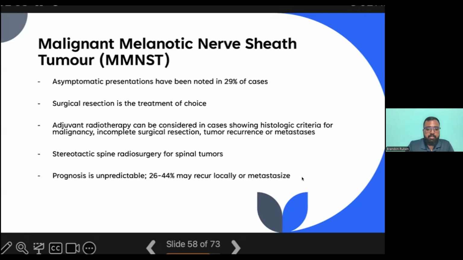Asymptomatic presentations have been noted in 29% of cases, with surgical resection the treatment of choice. Adjuvant radiotherapy can be considered in cases showing histological criteria for malignancy, incomplete surgical resection, tumor recurrence, or metastases. Stereotactic spine radiosurgery can be used for spinal tumors, where the prognosis is usually unpredictable, with recurrence of around 26 to 44%, which may occur locally or metastasize.